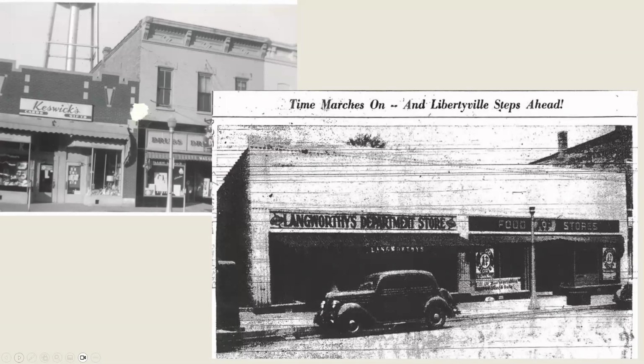In 1940, the Atlantic and Pacific Tea Company, better known as the A&P, which had been in town for a couple of decades, moved into the new one-story commercial structure at 525 to 531 North Milwaukee Avenue. You can see the newspaper photo here. Langworthy's department store occupied the south half of the building, while the A&P was located in the north half. Eventually, Langworthy's would occupy the entire building.